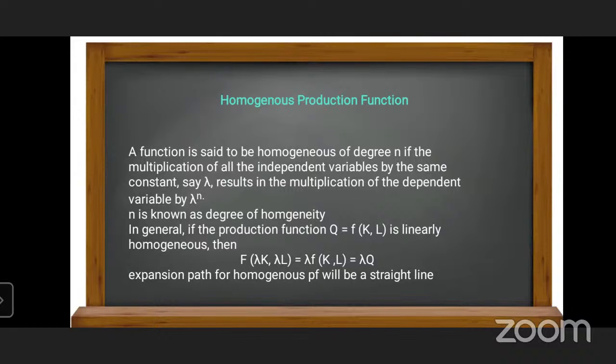What is Euler's theorem? Euler's theorem is that if we pay every factor equal to its marginal product, then the total product is completely exhausted. That is not required for other students, so I haven't mentioned it. But I'm giving a path for the other students that they can go more into this homogeneous production function. In a homogeneous production function, this lambda, a constant which is multiplied to the inputs, can be taken out from the output.